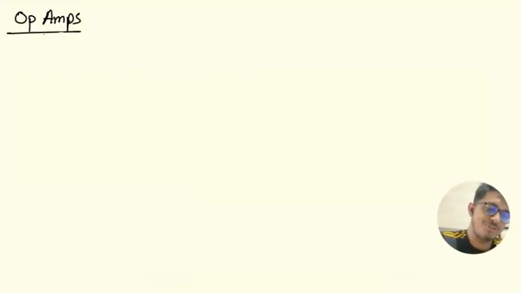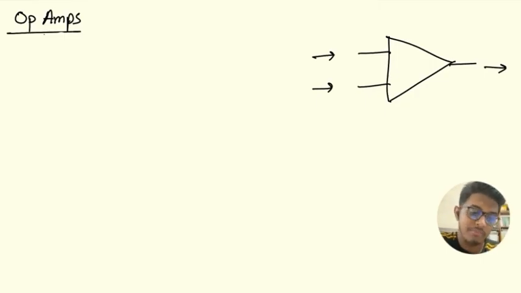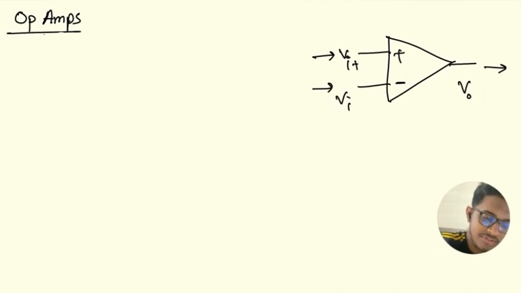So first, I would like to draw the symbol of an op-amp. This is the symbol of an op-amp. It has two input terminals and one output terminal. One of the input terminals is marked as positive, and the other terminal is marked as negative. And the output voltage can be denoted as V0 or V output, and the input voltages can be denoted as Vi plus and Vi minus.